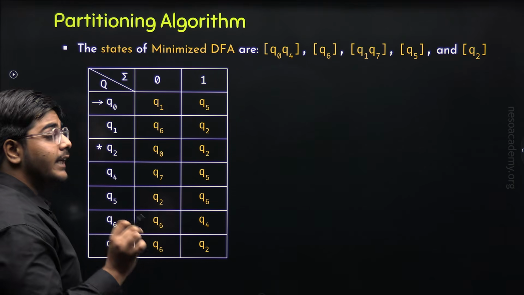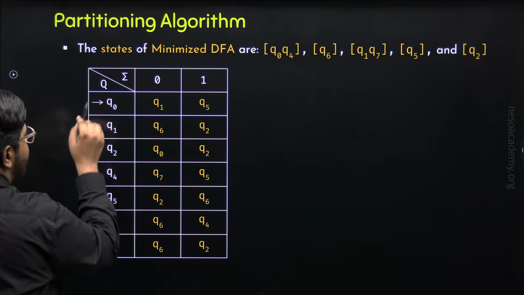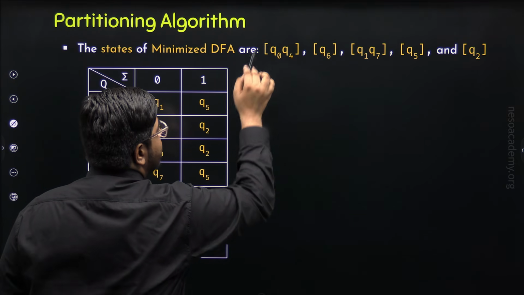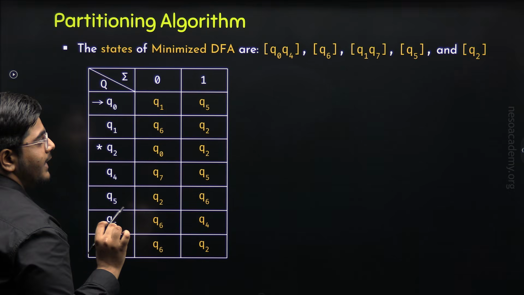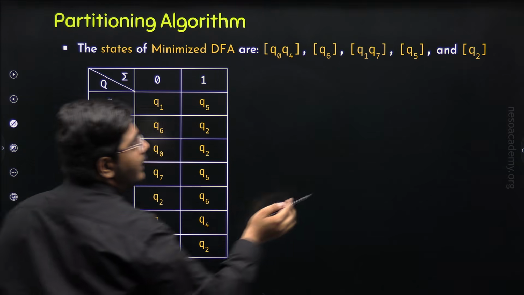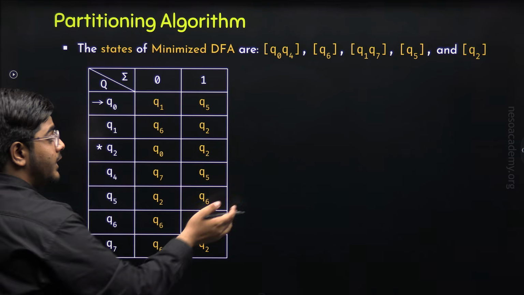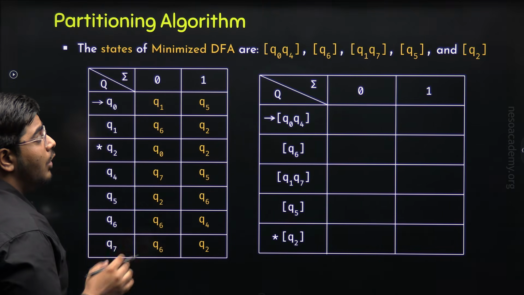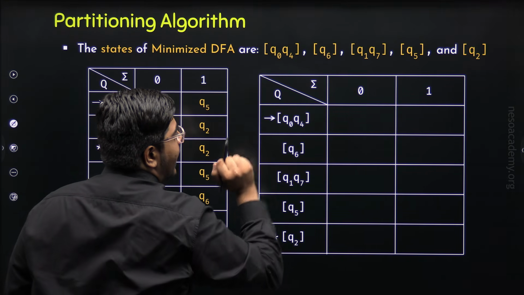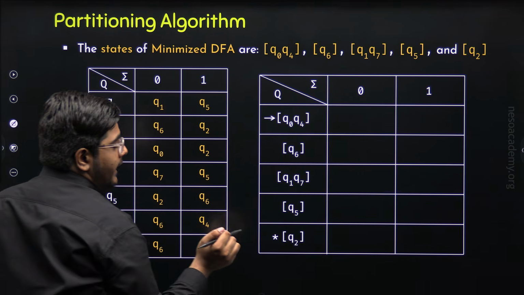Now we need to calculate the initial and final states of our minimized DFA. The initial state of the original DFA is Q0, so the state containing Q0 is this one. So this will be the initial state of our minimized DFA. The final state of the original DFA is Q2. That is why this Q2 will be the final state of our minimized DFA. So this is the basic structure of the transition table of our minimized DFA. These are all the 5 states that we have just calculated, and 0 and 1 are the input symbols. Now let's calculate the next states.